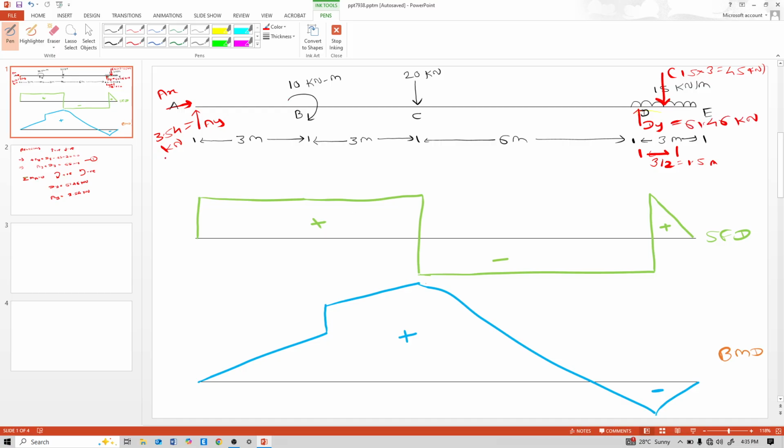So this AY reaction is nothing but this here 3.54, and shear unit is kilonewton. So here it is 3.54. In between no load. So up to here, up to C point, just left to that C point, similar 3.54 kilonewton. So write shear here.